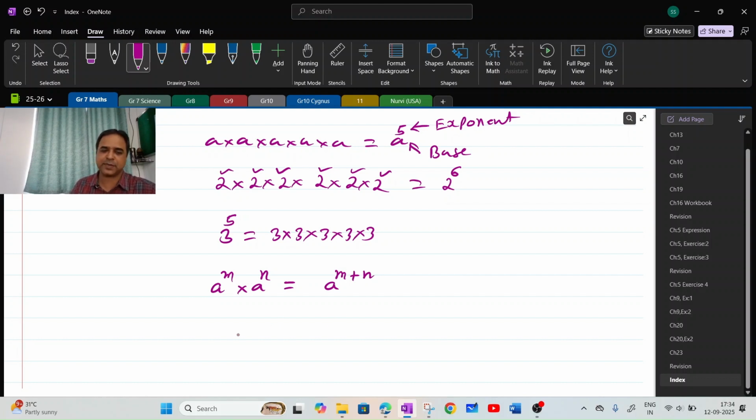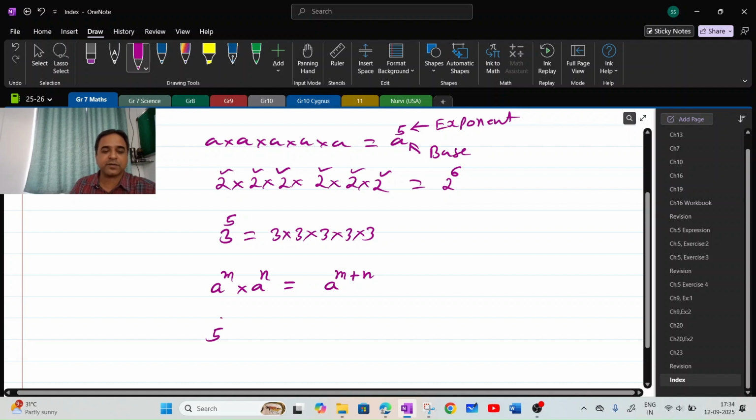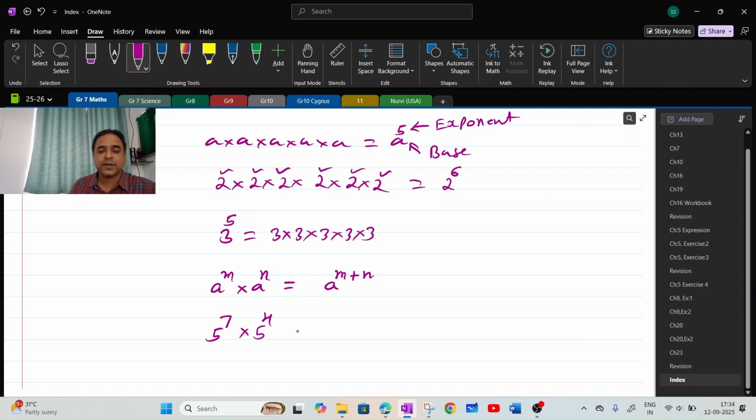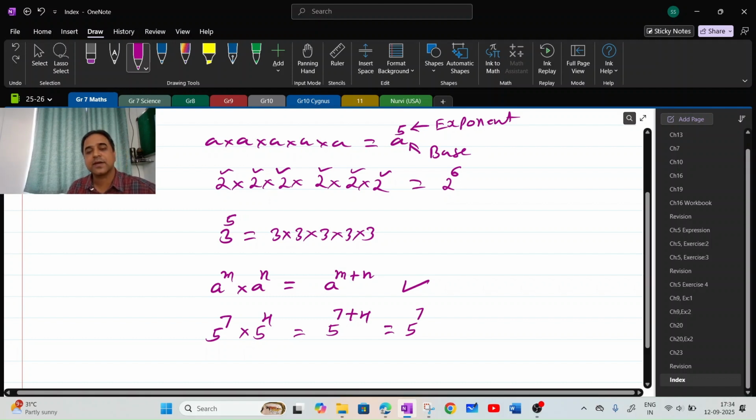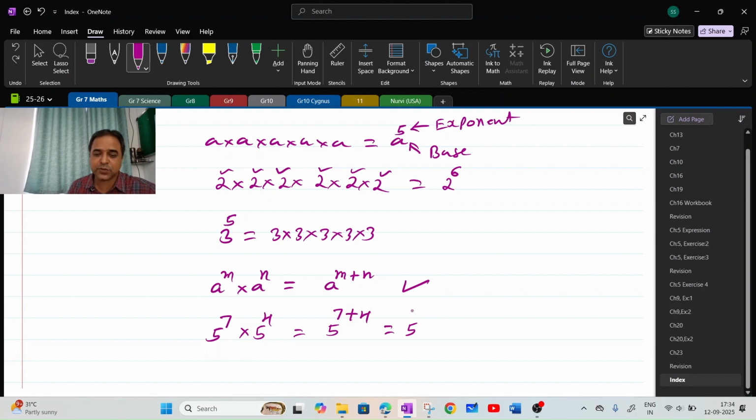We can take one example. If you have 5 to the power 7 multiplied by 5 to the power 4, what will you do? You will use this law wherein the base is going to remain the same and addition of powers is being done. Why are we adding? Because the relation between them is multiplication. So your final answer is going to be 5 to the power 7 plus 4, which makes it 11. So in total it is 5 to the power 11.